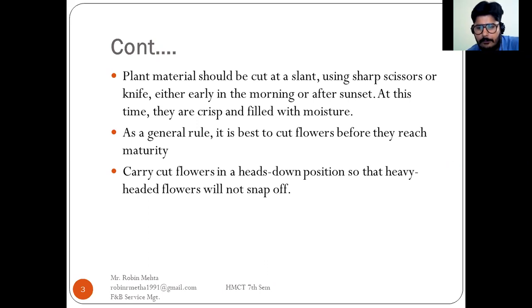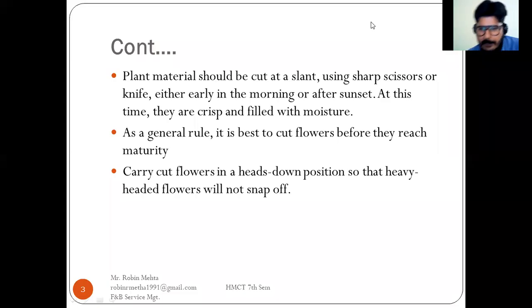So try to put those plants into a headed down position. Snap off means it may fall or break, like if you are buying a very heavy headed plant. That may happen when you buy heavy headed plants, so try to buy normal plants. So put them in the headed down position.